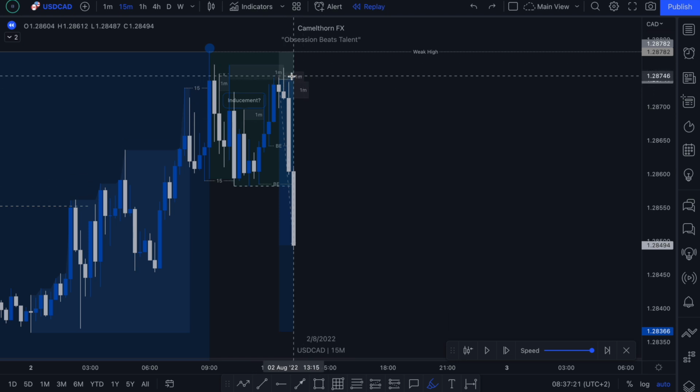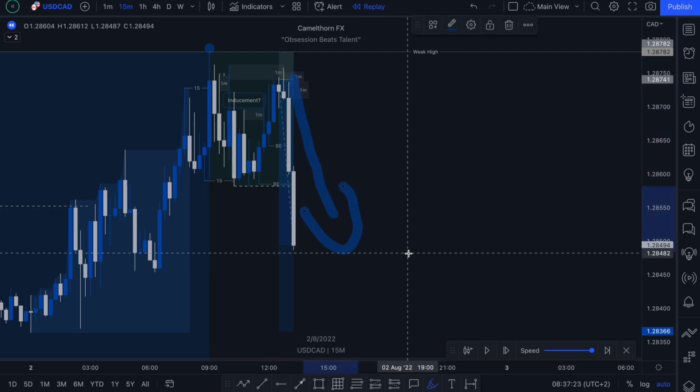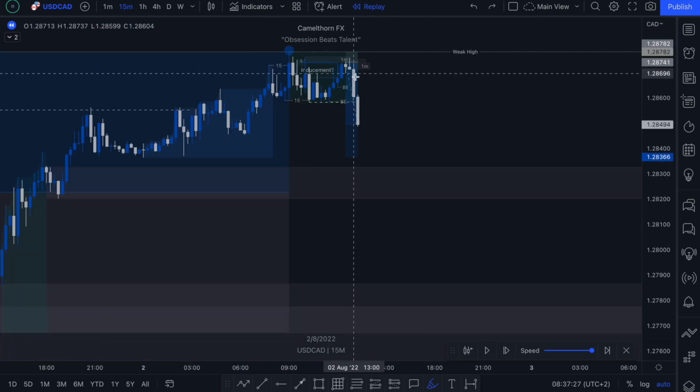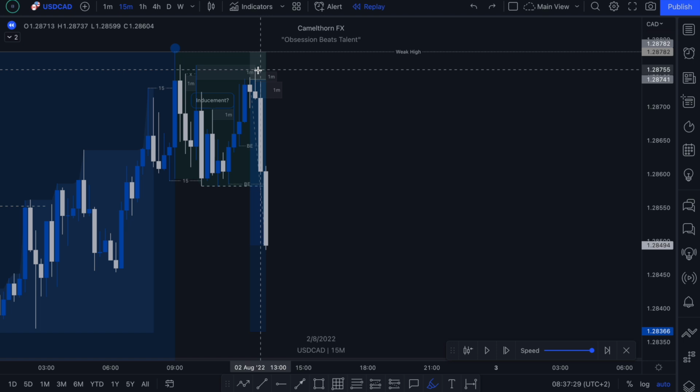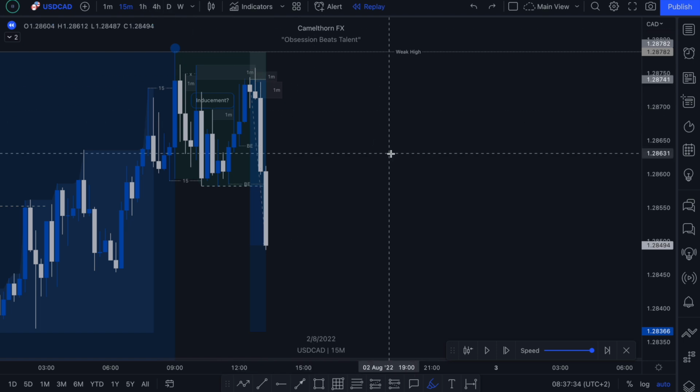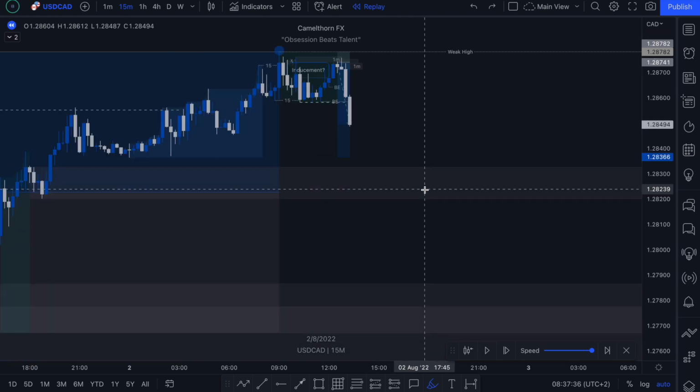But we can see that we have this really strong bearish reaction after the mitigation of this 1 minute zone. And that is a trade that you would not necessarily have been able to trade or identify had you just been looking at the 15 minute. That's the trade-off between trading higher time frames and lower time frames.